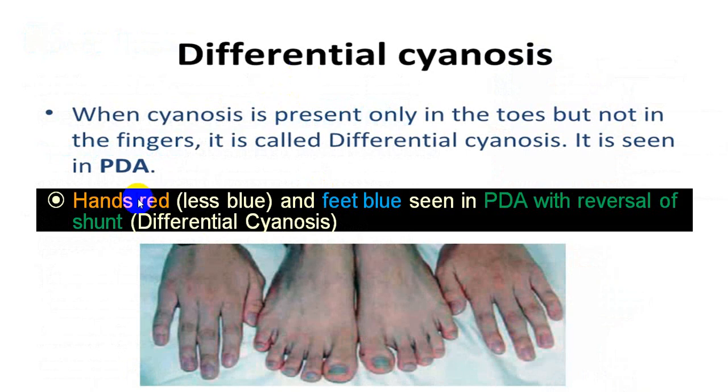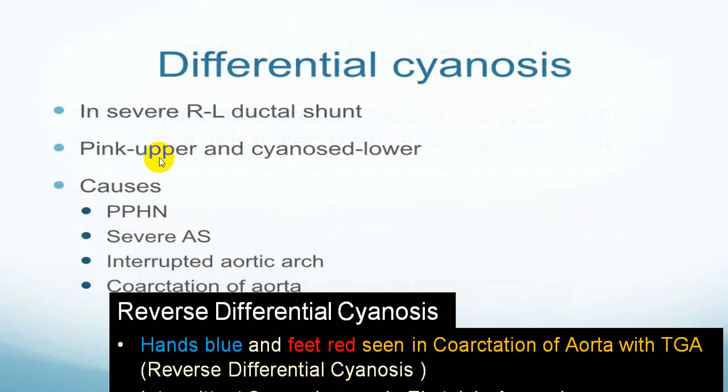So in a differential cyanosis, hands are blue, hands are red, or we call less blue, feet are more blue, and that will happen in a patent ductus arteriosus with reversal of the shunt, and that we call as an Eisenmenger. And reverse differential cyanosis, we have told you that hands are blue, feet are red, and this will be seen.